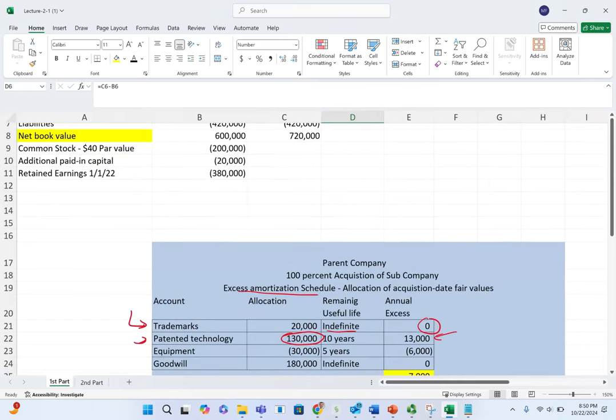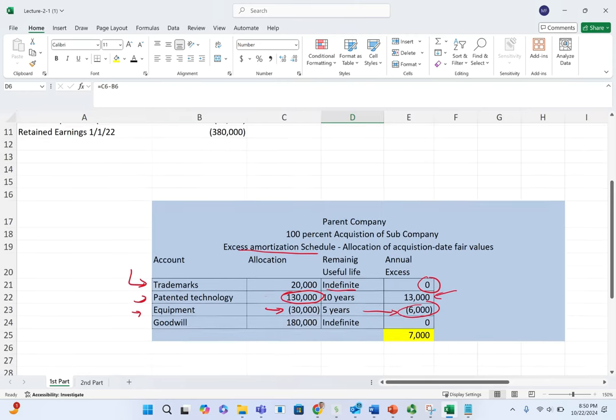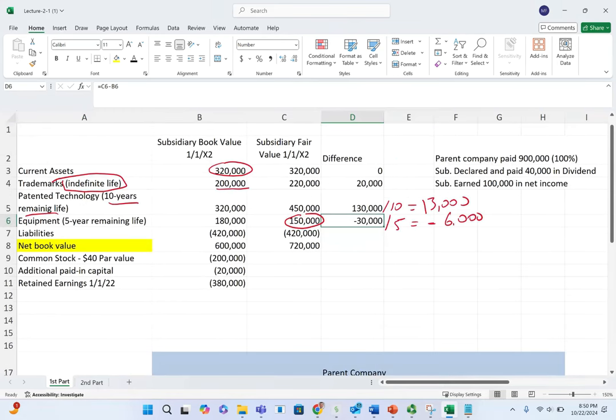Again, we'll go down to this schedule. We put equipment, negative 30,000. Amortizing this asset over 5 years, every year we'll take a negative depreciation of 6,000. If we look at current liabilities, 420 and 420, there's no difference. Then we figure out the difference between the book value and the fair value.